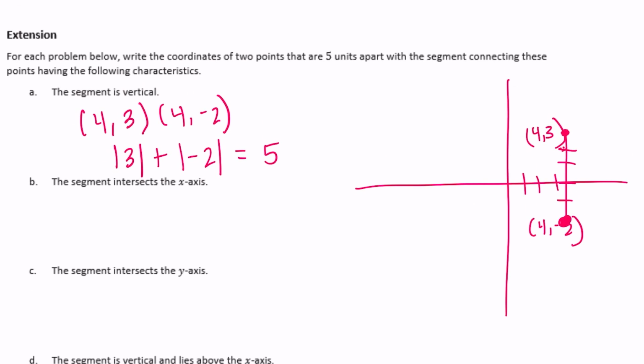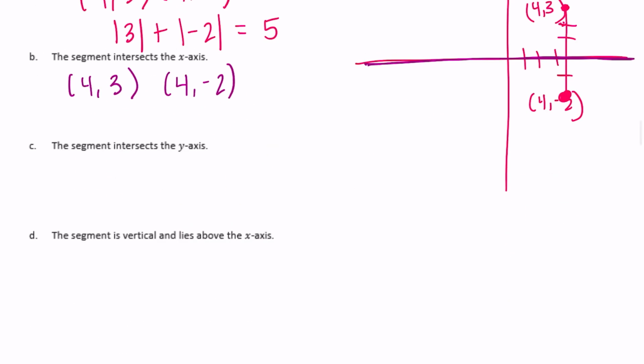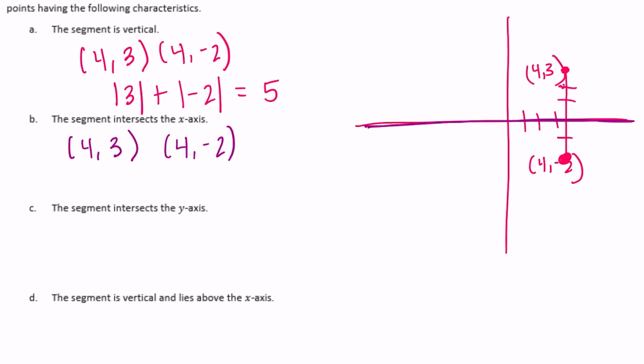Segment intersects the x-axis. So the one I just drew, here's the x-axis right here, works, and they are 5 units apart. So I'm just going to use that one. 4, 3, and 4, -2. We've already proved that the distance is 5. Segment intersects the y-axis. So here's the y-axis.